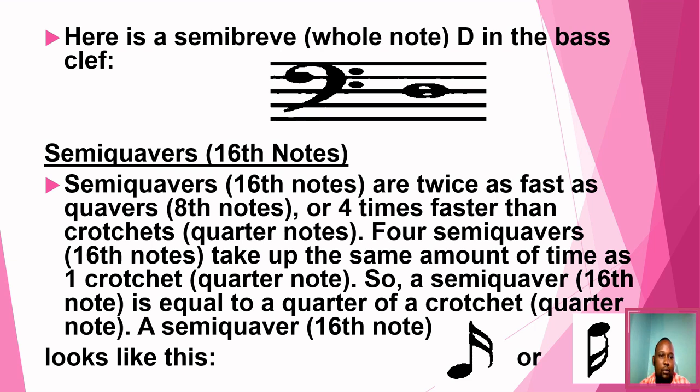Without wasting much of the time on that, we can therefore go to semiquavers or the 16th notes. Semiquavers or 16th notes are twice as fast as quavers or 8th notes, or 4 times faster than crotchets or quarter notes. 4 semiquavers or 16th notes take up the same amount of time as 1 crotchet or quarter note. So a semiquaver or a 16th note is equal to a quarter of a crotchet or quarter note.